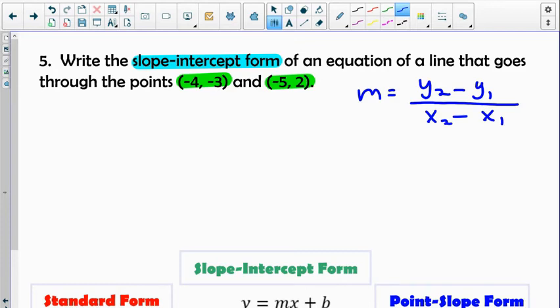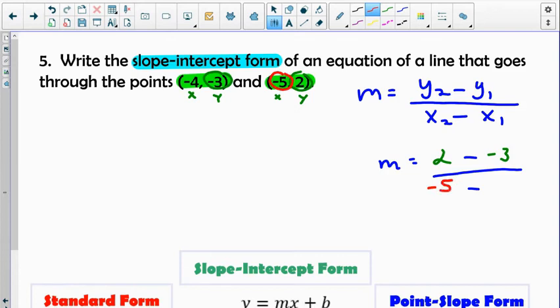If I apply that to this exact problem, I have to get my big fraction set up with my subtractions. I'm going to put the y-coordinates in the numerator. Okay, y is on the top. Remember, in every ordered pair, it's x comma y. So I'm going to subtract my y-coordinates: 2 minus -3. And then my x-coordinates, I have -5 minus -4.